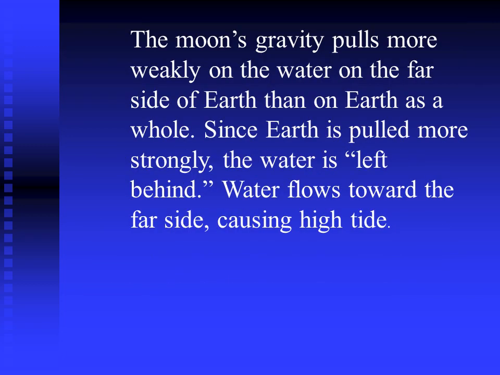The moon's gravity pulls more weakly on water on the far side of earth than on earth as a whole. Since earth is pulled more strongly, the water is left behind. Water flows towards the far side, causing high tide.